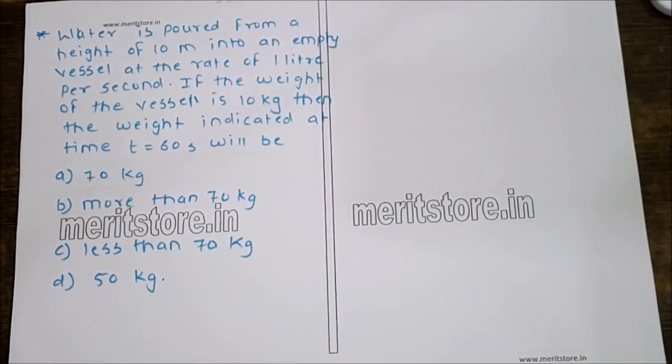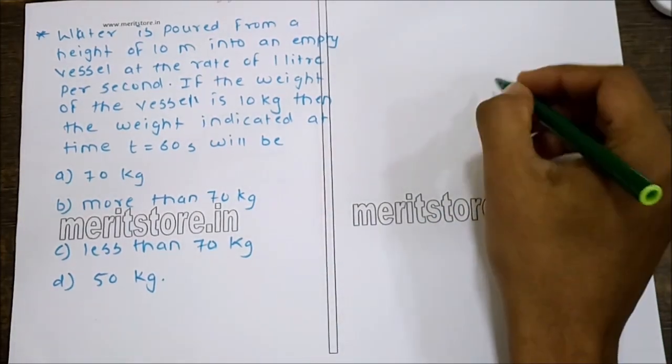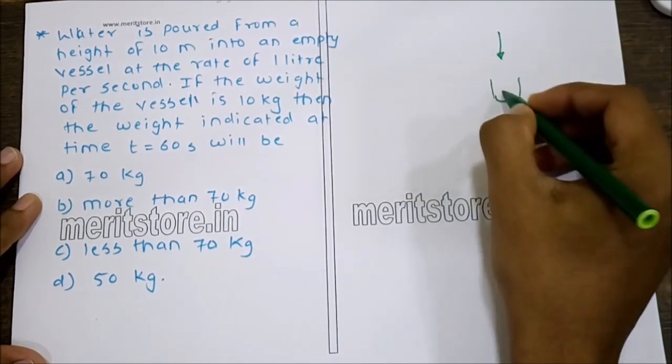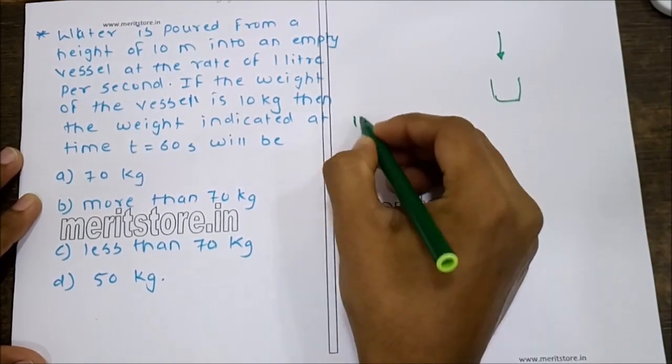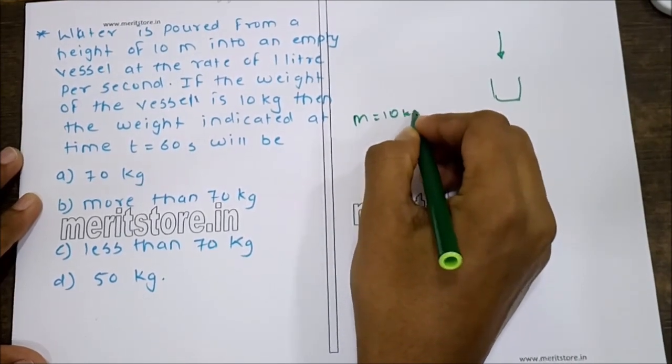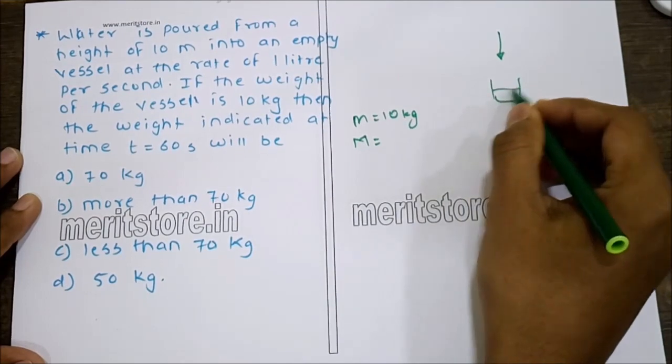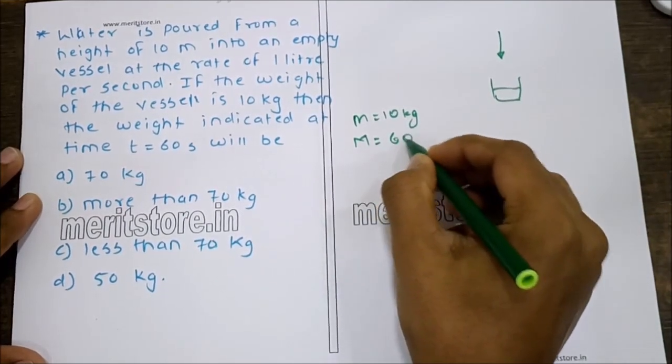Water is poured from a height of 10 meters into an empty vessel at a rate of 1 liter per second. If the weight of the vessel is 10 kg, then the weight indicated at time t equal to 60 seconds will be: the four options are 70 kg, more than 70 kg, less than 70 kg, and 50 kg. Now in a vessel, when water is being poured, the mass of the vessel is 10 kg, and after 60 seconds the mass of the water in the vessel would be 60 kg.